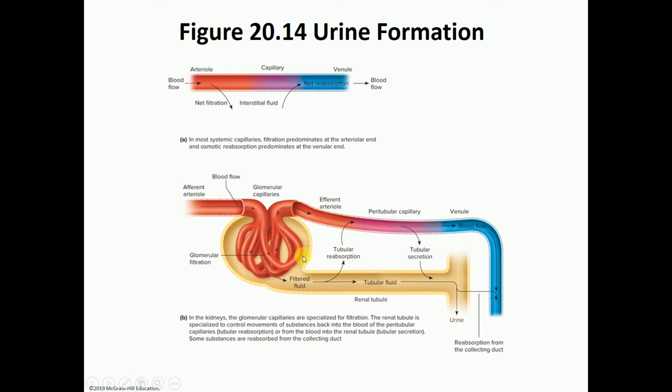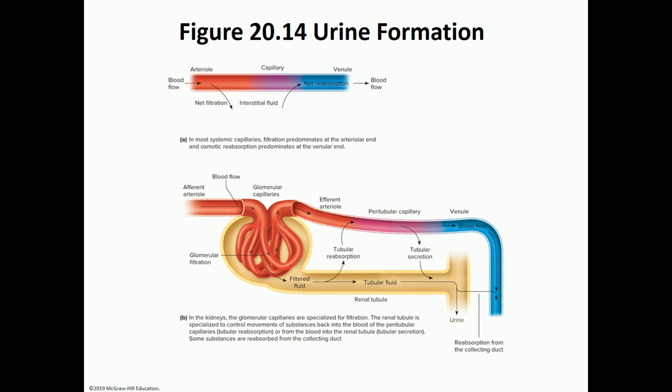The very first filtration process happens here in the glomerulus, where everything except for the big plasma proteins is going to filter out into the capsule. Now that filtered urine or filtered fluid is now known as the filtrate. The filtrate passes through the proximal, nephron loop, and distal tubules, and it has to change in its composition. It is not urine yet.